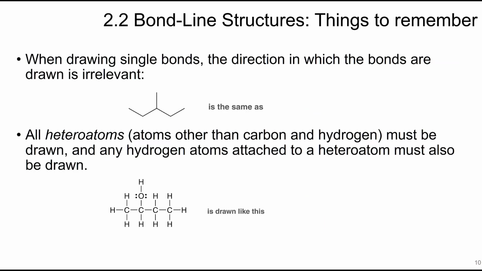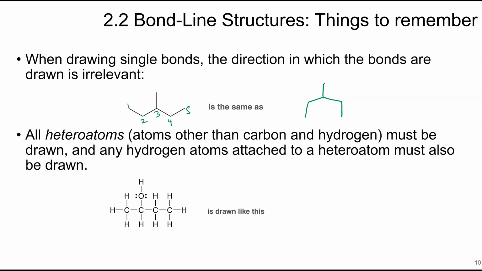And then when drawing single bonds, the direction in which the bonds are drawn is irrelevant. So if you have this structure here, this has 1, 2, 3, 4, 5 carbons. That is the same as this because bonds can rotate around each other. So these two are the same thing.